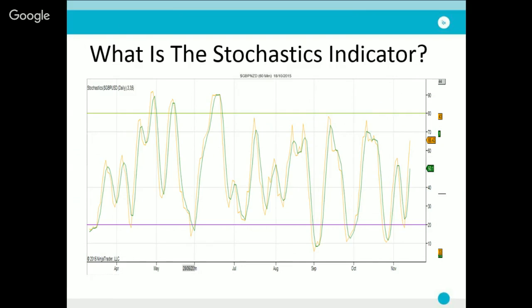Now, obviously, where the settings are vastly different, then you need to consider that the lower your settings are, the more sensitive they will be to price, because you're looking at a more recent range. And the higher your settings are, the less sensitive the readings will be to price, because you're looking over a much longer range.